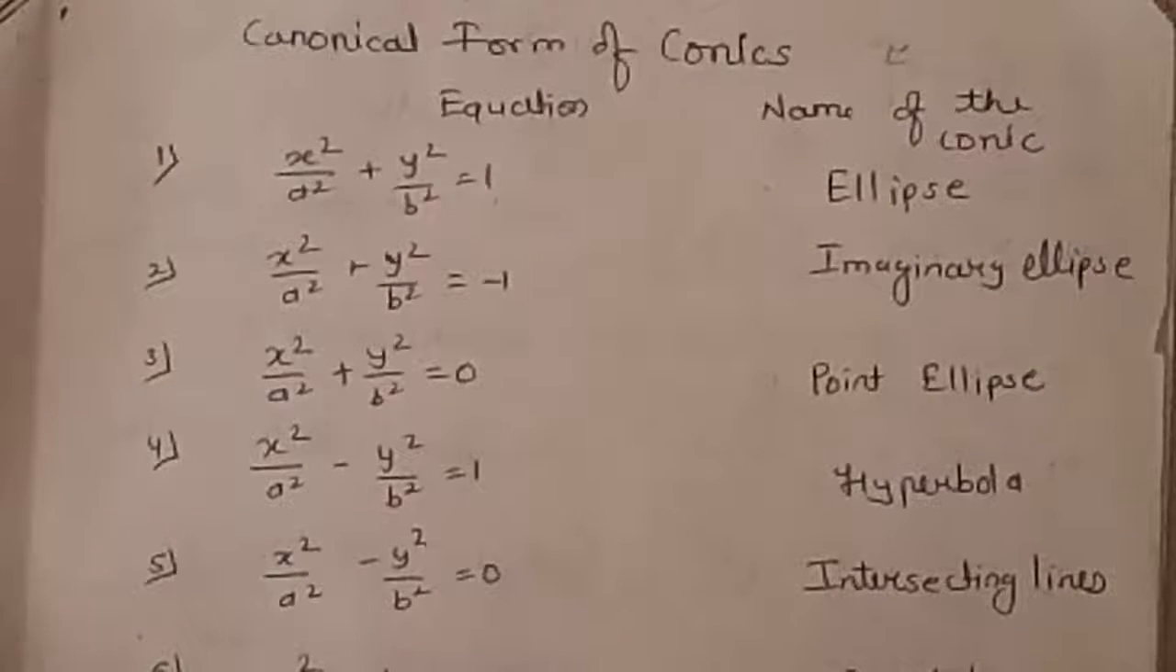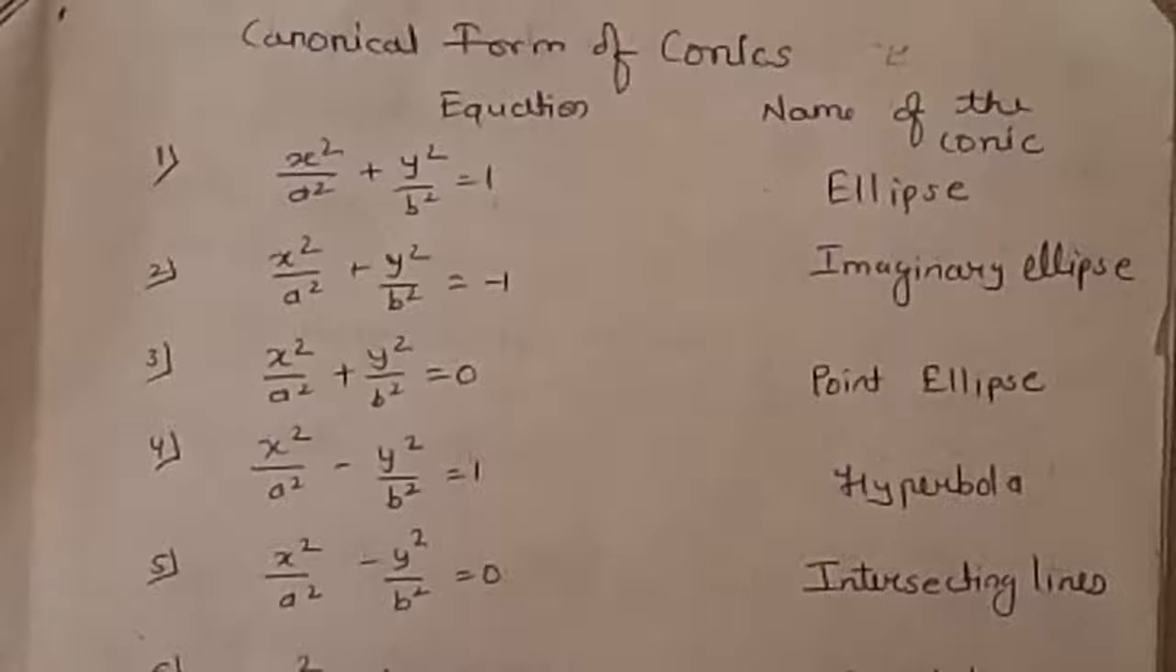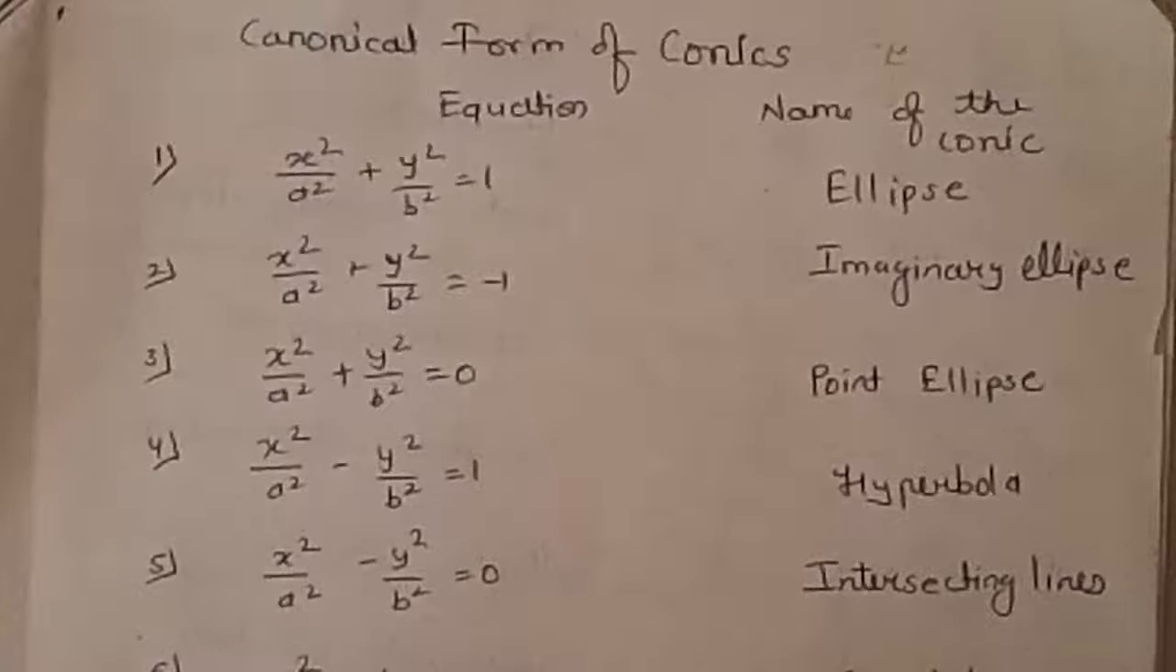Second, we have x square upon a square plus y square upon b square is equal to minus 1. This is an imaginary ellipse. So if 1 is written on the right-hand side, it is an ellipse, and if minus 1 is written, it is an imaginary ellipse. Next, we have x square upon a square plus y square upon b square is equal to 0. If 0 is on the right-hand side, we say this is a point ellipse. So if 1, we call it an ellipse; if minus 1, an imaginary ellipse; and if 0, a point ellipse.